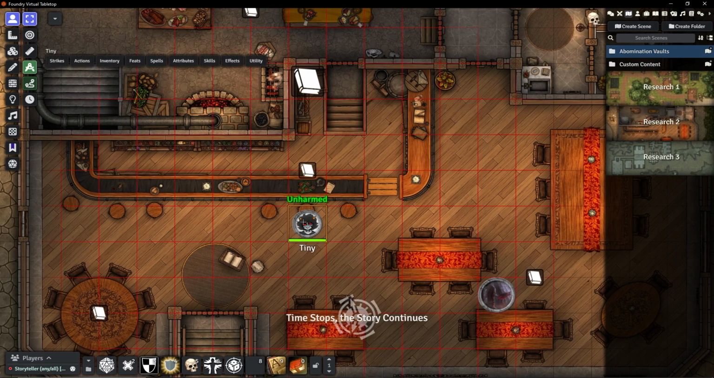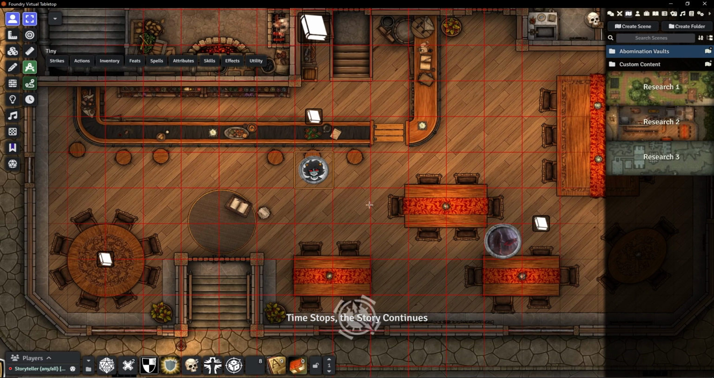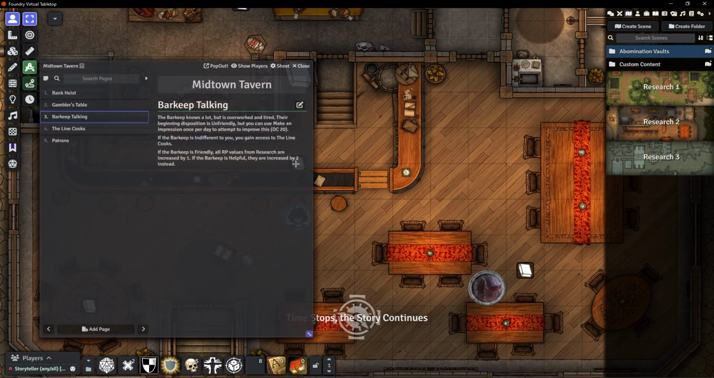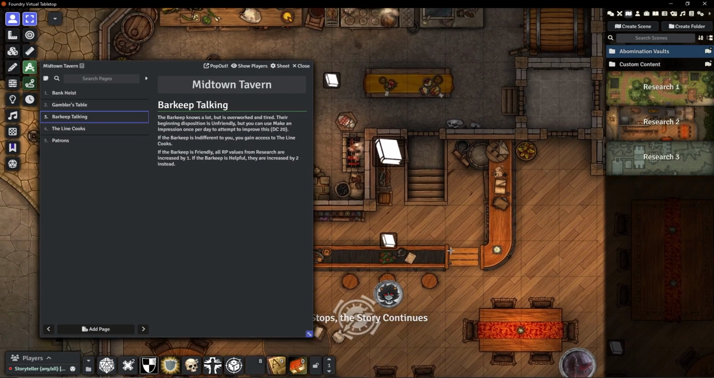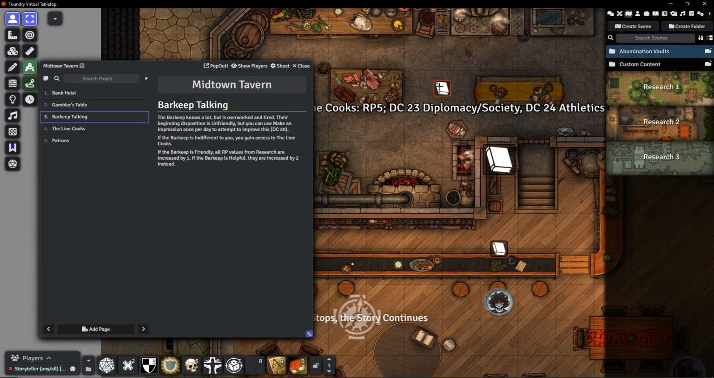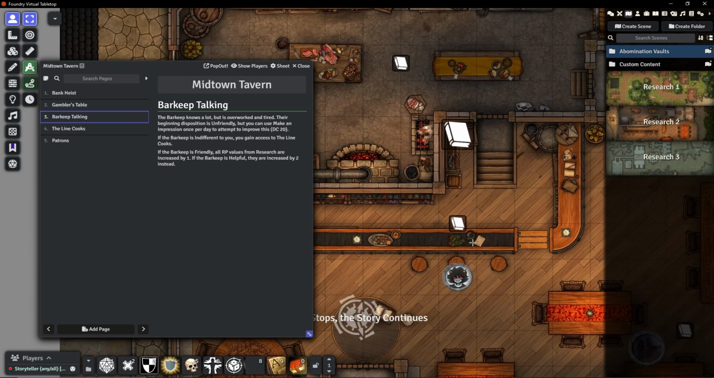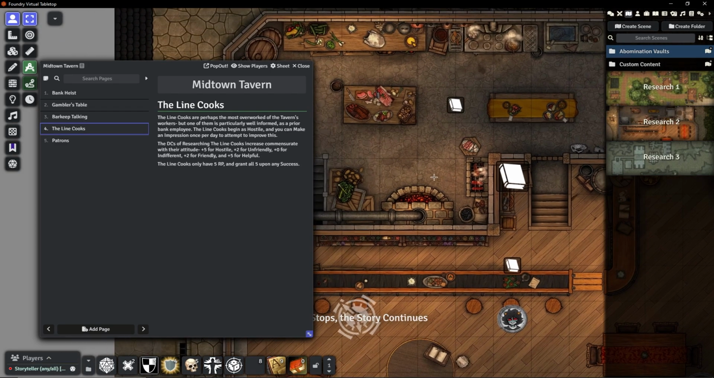Tiny, meanwhile, with his charismatic character options, is going to cause the barkeep to become friendly and gain access to the line cooks in the back. And at this point I would describe to the party that the line cooks are perhaps the most overworked of the tavern's workers, but one of them is particularly well informed as a prior bank employee.